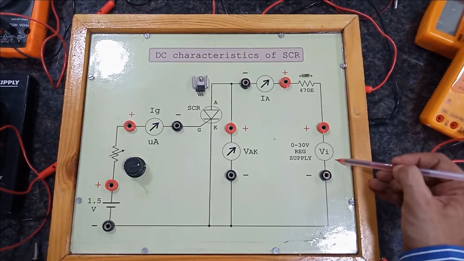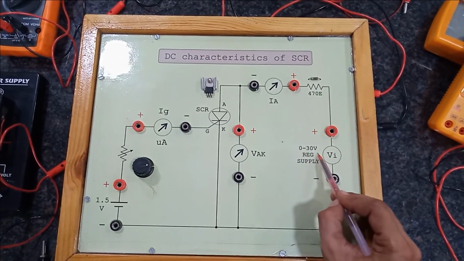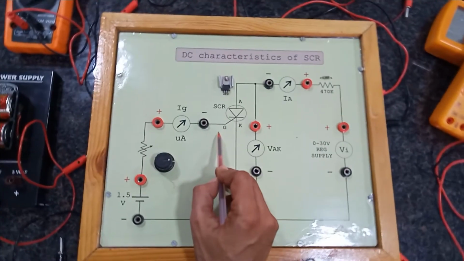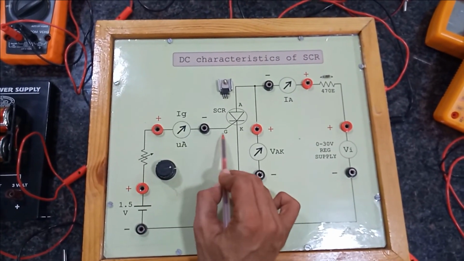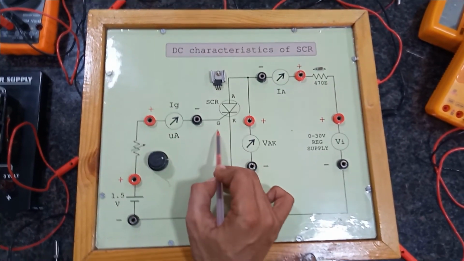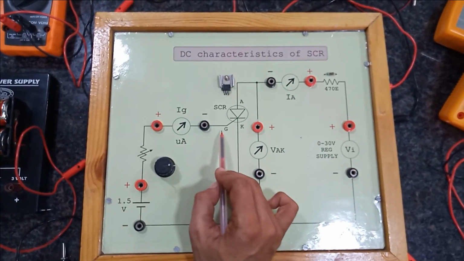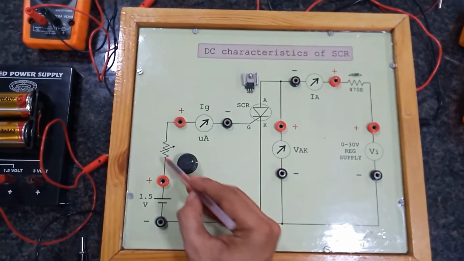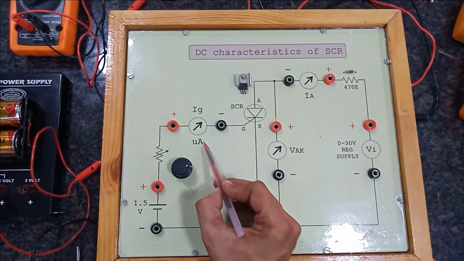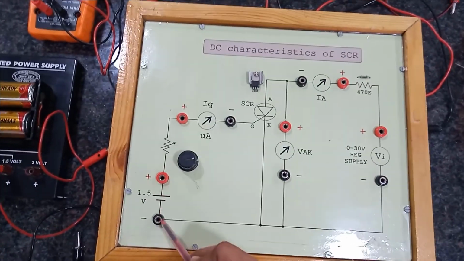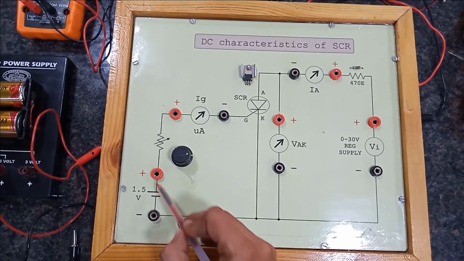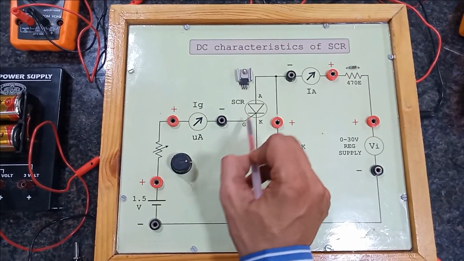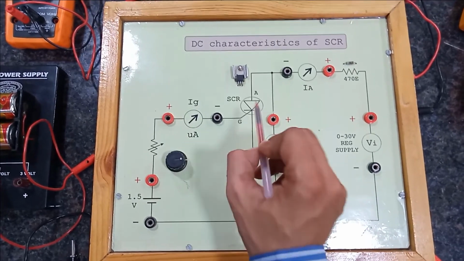This is the supply, 0 to 30 volt across anode and cathode. Now as we know, we need a small amount of gate current to fire the SCR, as we have studied in the theory. So Ig is nothing but the small amount of current. Here we have a potentiometer to vary the value of Ig, and we have a 1.5 volt supply to have a small current flowing into the gate.